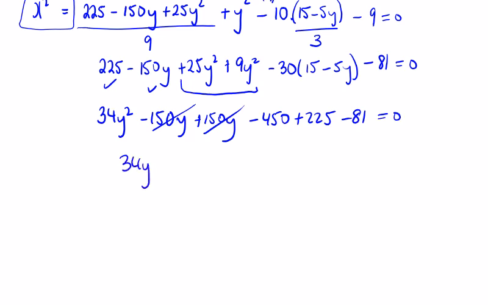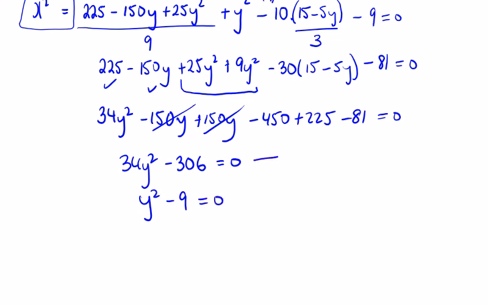So 34y squared. Tidying up the numbers, we have minus 450 plus 225 minus 81. That will give me a minus 306. And you can see 340 divides by 34, so does 306. There'd be 9 of them. 10 would be 340. So divide by 34, and I get y squared minus 9.